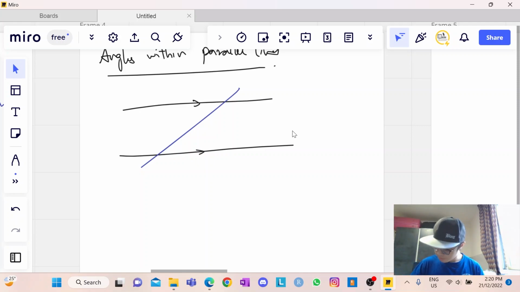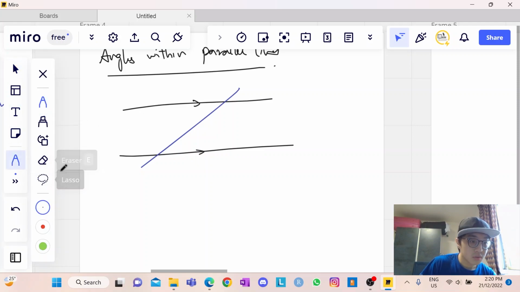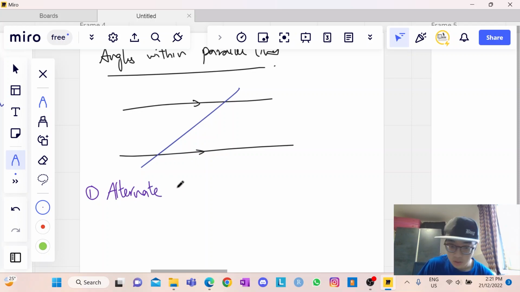So the first one here is the alternate angles. I'm going to write it down first. Number one, alternate, actually it's not segment, alternate angles, I'll say.